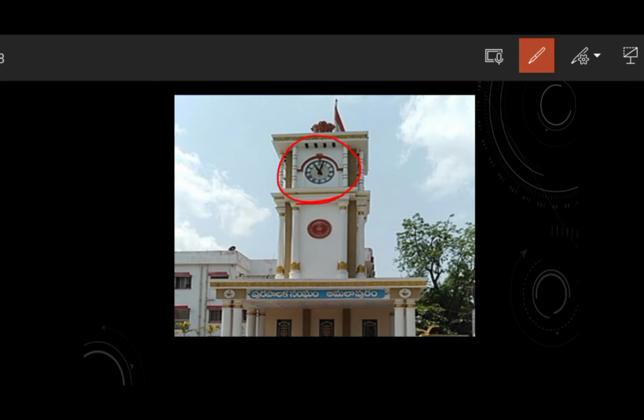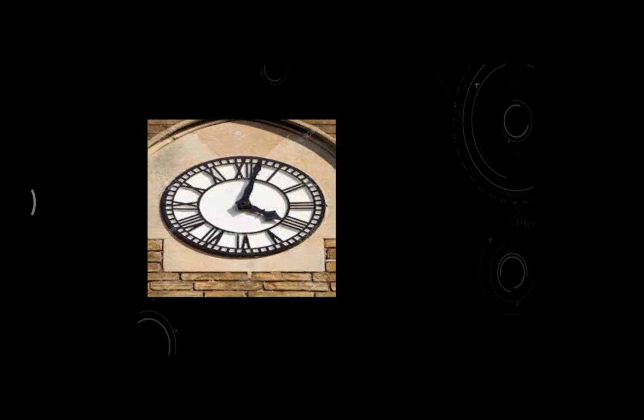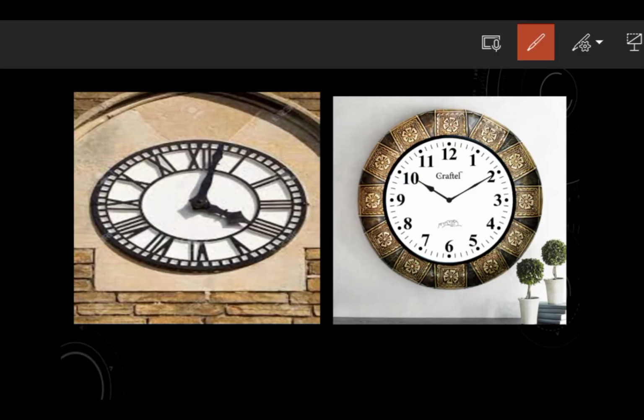Let us see it clearly here. See the picture? This is the clock which is inside that clock tower. Can you see the alphabets inside this clock? What does our original clock look like? Our clock has the numbers 1, 2, 3, 4, 5, 6, 7, 8, 9, 10, 11, 12. But here we have different alphabets, I, XII, like that.